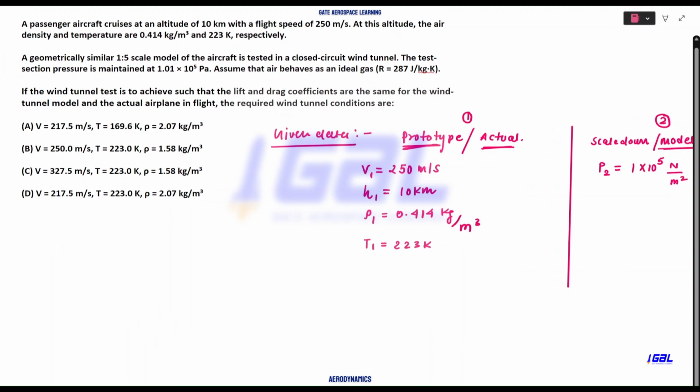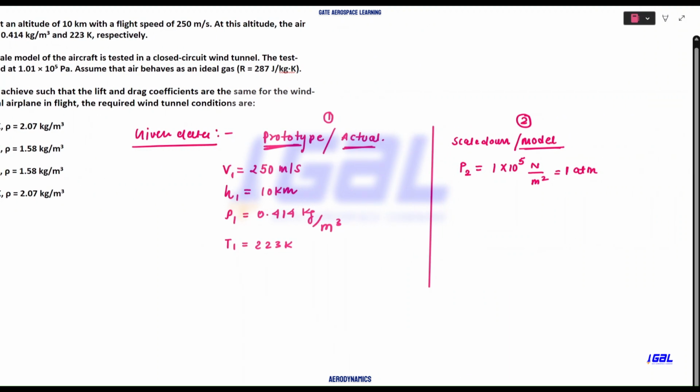Now they have given you the statement that a geometrically similar 1:5 scale down model of the aircraft is tested. The meaning of it is that they have reduced the scale for a wind tunnel analysis in terms of 1:5. That means your L1 is greater than L2. Your actual prototype is bigger than the model, and this makes sense, right? You cannot put your whole big actual aircraft in the wind tunnel. That is not possible. This is why we do the reduced model analysis in terms of geometrical similarity. In that case your L1 becomes greater than L2.